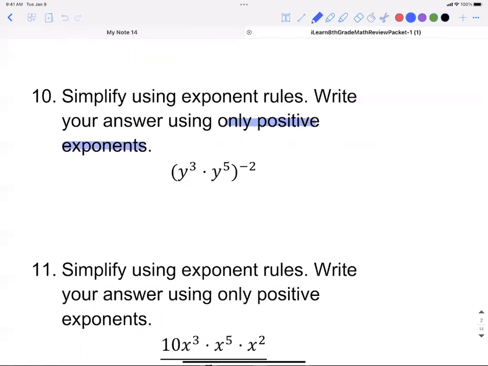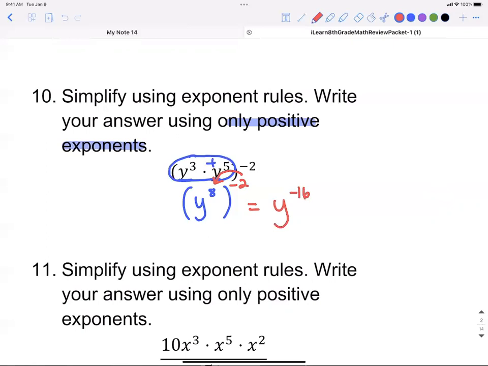So inside the parentheses, we've got y times y. So we're going to keep the y, and 3 plus 5 is 8. That is just simplifying this right here. It's a multiplication problem, so we add those exponents. Now we still have to deal with that superpower. And we know that a power to a power is a superpower. So that gets written as y to the 8 times negative 2, which is negative 16.